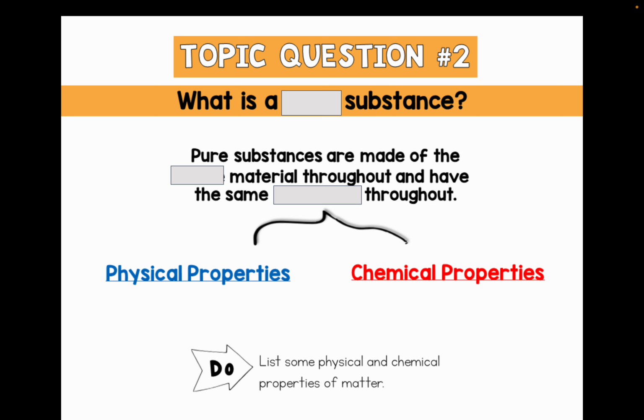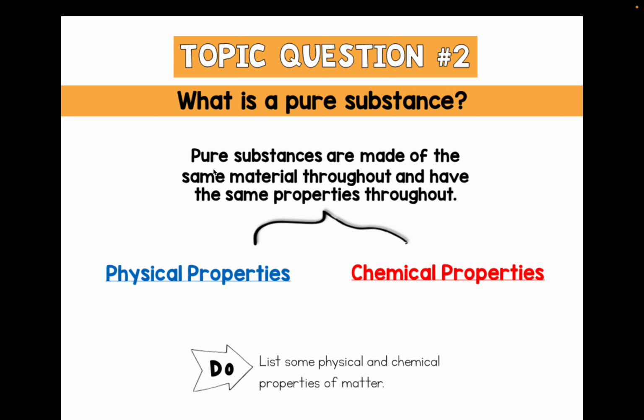Topic question number 2. What is a pure substance? How do we define a pure substance? Well, a pure substance is made of the same material throughout, and it has the same properties throughout the entire sample. When we're talking about properties, we're talking about physical properties, but also chemical properties. Again, we'll list some physical and chemical properties of matter together in class.